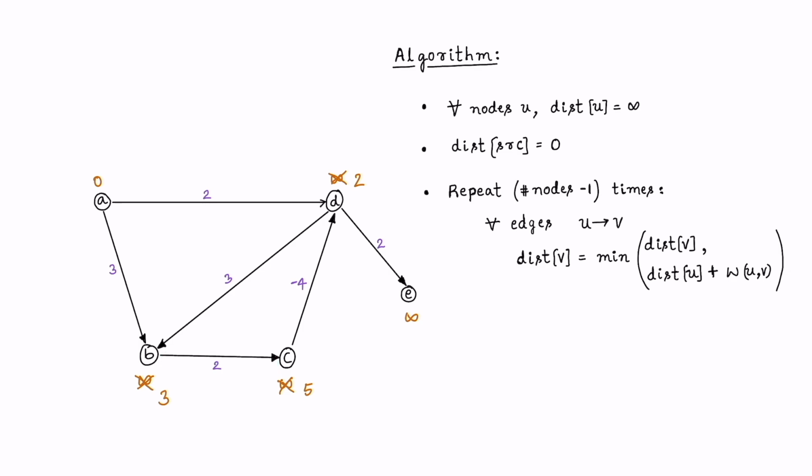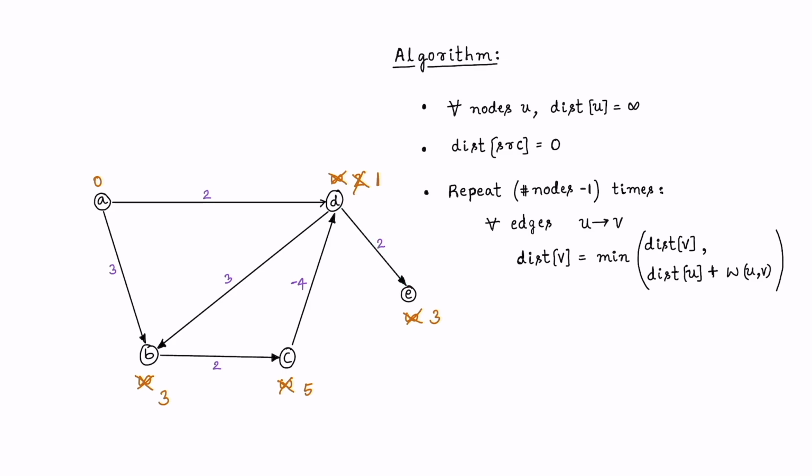Next, we check this edge CD, and distance to node C is 5, and cost of the edge is minus 4. So 5 minus 4 is 1. So we found a newer path whose cost is less. So we update the distance to 1. Finally, we check this edge D to E. Distance to node E is infinite, which is greater than distance to node D, which is 1, plus cost of the edge is 2. So we update the distance to 3. That completes the first iteration, and we repeat this for another 3 times.